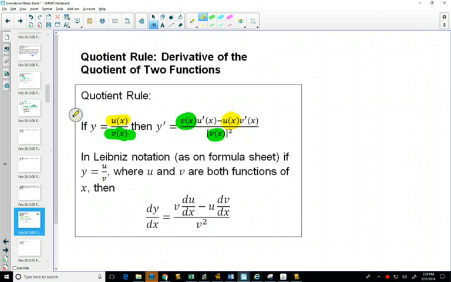Similarly, in Leibniz notation, we have one function divided by another function. Keep that bottom function the same, times by the derivative of the top function, subtract. Keep your top function the same, multiplied by the derivative of your bottom function, all over your bottom function squared.